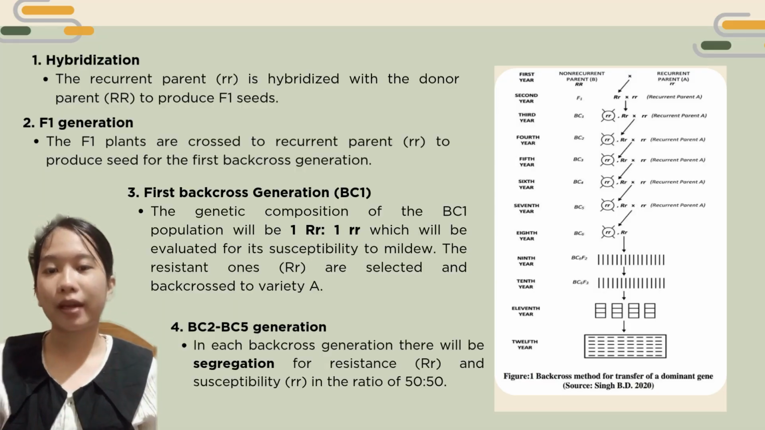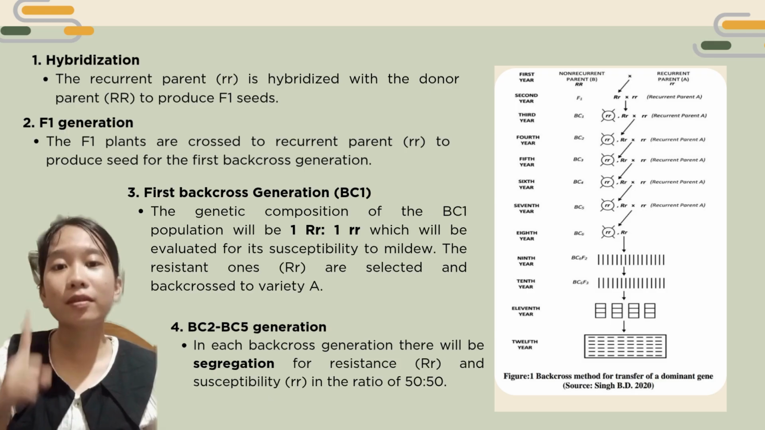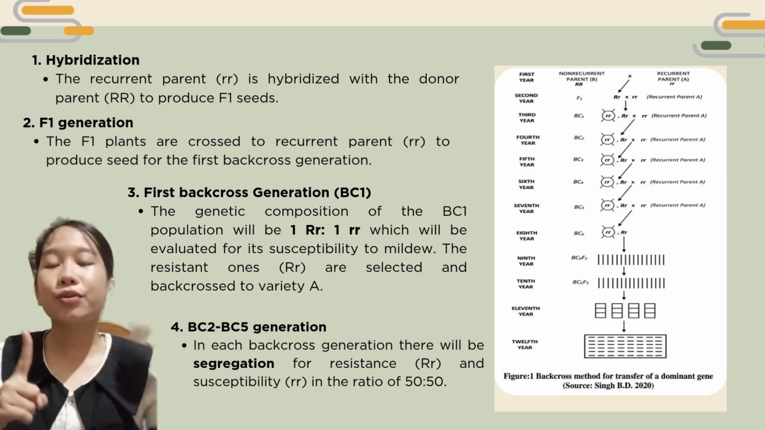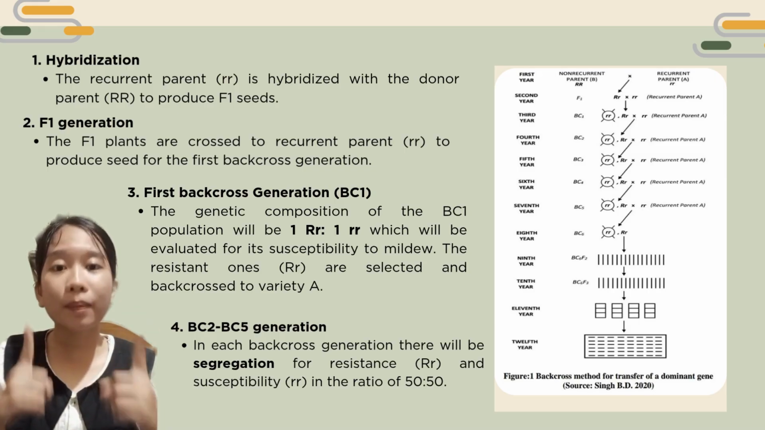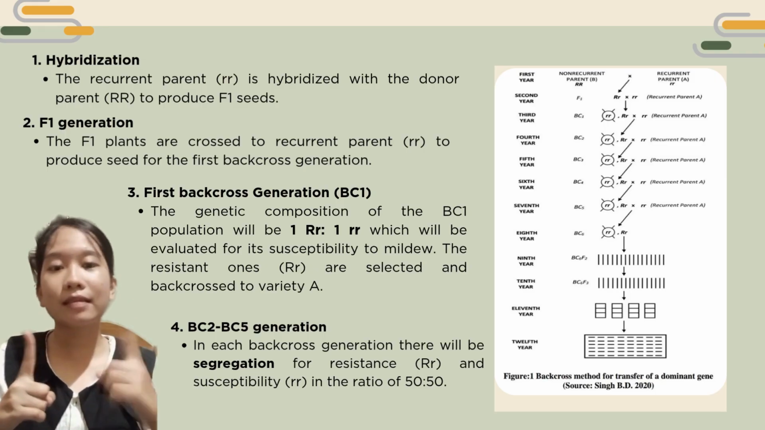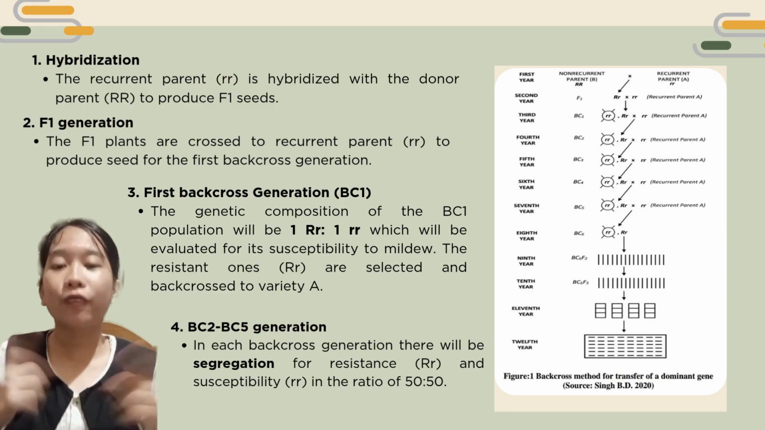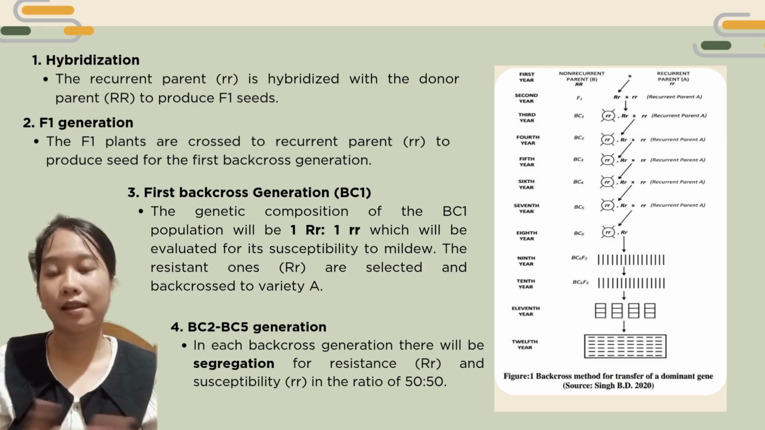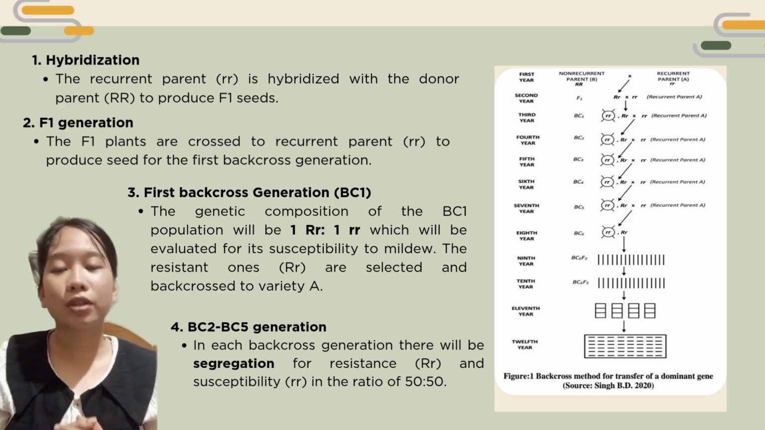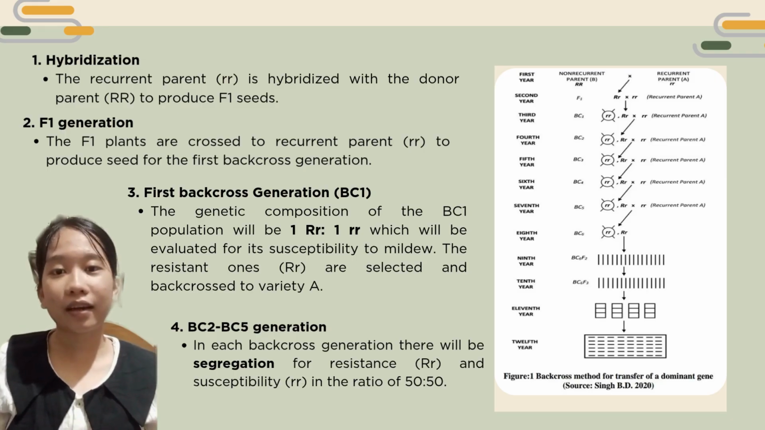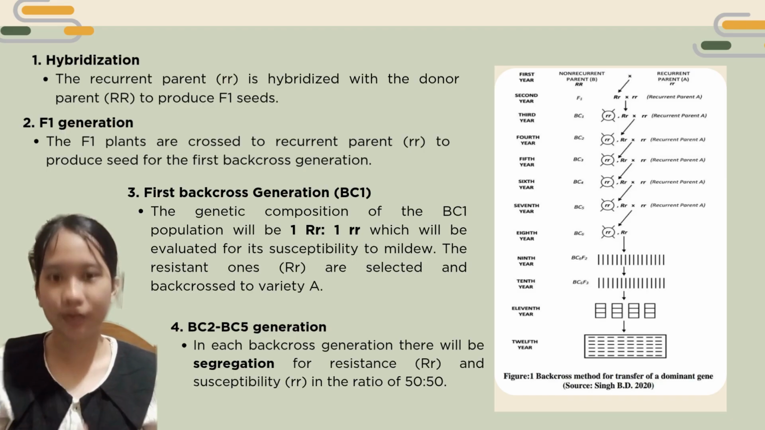First, the hybridization. Si recurrent parent or si homozygous recessive nga wala nag-carry sa resistant trait, and si donor parent, the homozygous dominant nga nag-carry sa resistant genes, imo siyang i-cross, and then the offspring from this cross are called F1 plants or the first filial, and these have the combination of heterozygous, meaning they carry the resistance gene.